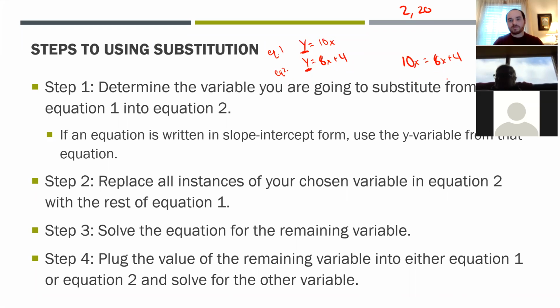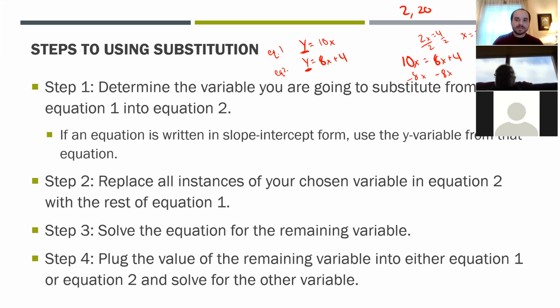Hopefully you guys remember in the solving linear equations unit, we just do the minus 8x to move this over. So then we'd have 2x equals 4. You divide both sides by 2, and we get x equals 2. I'm going to go over this a couple different times, so you don't need to memorize it just from this example. It's just something I'm going to go over while we write. So that was step 3. We solved the equation for the remaining variable, so in this case, x.